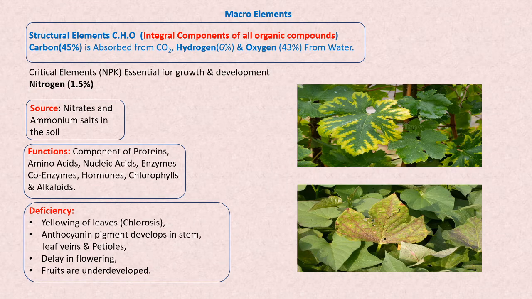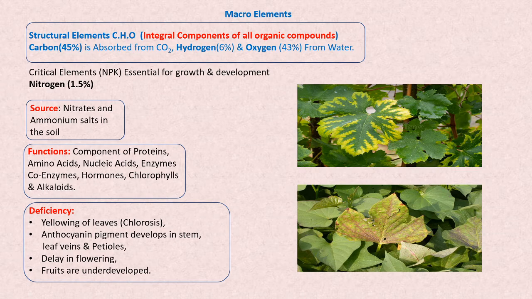What are the deficiency symptoms? Nitrogen deficiency causes yellowing of leaves. Just now we discussed that chlorosis is nothing but yellowing of leaves. So here, yellowing of leaves occurs, and this yellowing starts from older leaves and progresses towards younger leaves. Okay, as we just discussed, potassium, nitrogen, and magnesium are mobile elements. So for these mobile elements, the deficiency symptoms first appear on older leaves and slowly progress to the younger leaves.